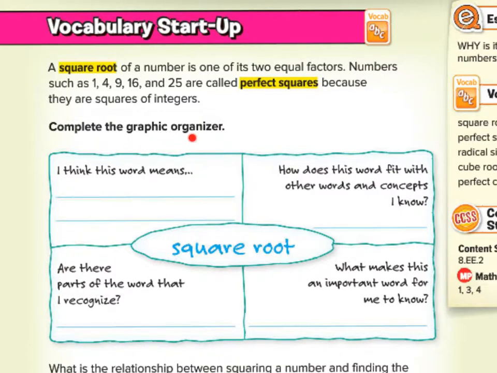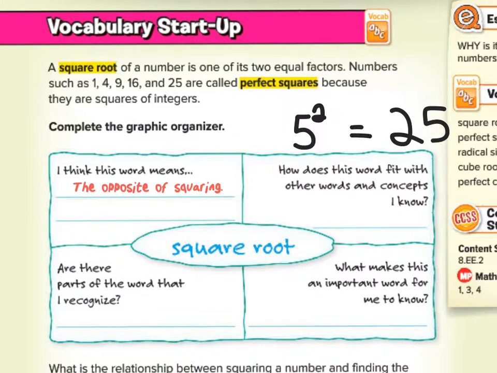Complete the graphic organizer. What is a square root? I think this word means the opposite of squaring. Because if I tell you to square a number, I would write, for example, 5 to the power of 2. That's squaring a number. But the opposite of it would be taking the actual number and writing it in the form so that you understand what the square root of it is. So it's the opposite of squaring a number.